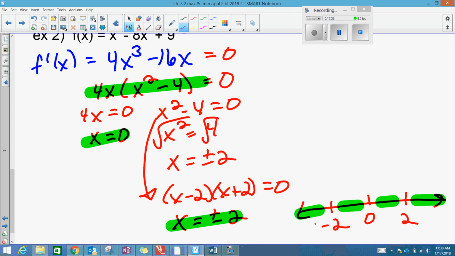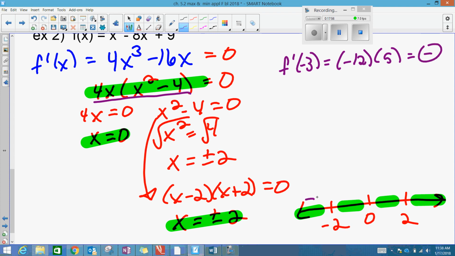Okay, so let's plug in a value less than -2 into our derivative. I'm going to choose -3, and again, I'm plugging it into our derivative here. That's going to give me -12, and the -3 squared is 9, minus 4 is 5. So that gives me a negative number, so this is decreasing.